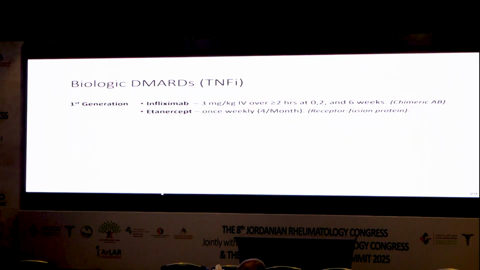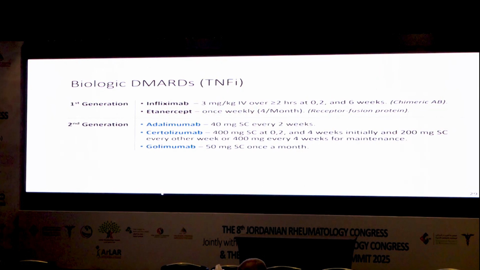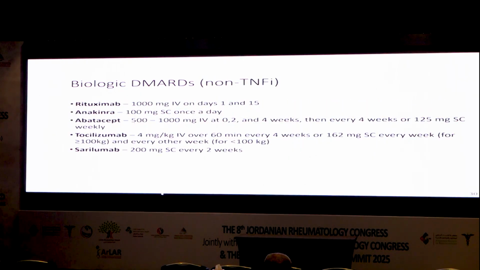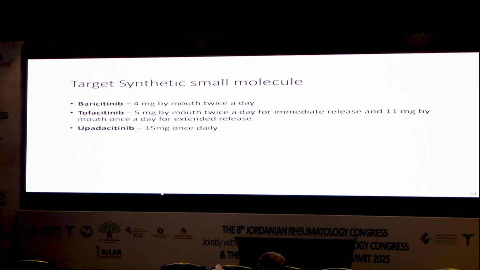What we have among the biologic DMARDs are the TNF inhibitors: the first generation, including infliximab and etanercept, and the second generation, including the remaining three anti-TNFs, adalimumab, certolizumab, and golimumab. The second generation are fully humanized antibodies with lower immunogenicity, longer half-life, and higher specificity. The non-TNF biologic inhibitors include rituximab, an anti-B-cell agent, anakinra, tocilizumab, which is an interleukin-6 inhibitor, and sarilumab. Among the targeted synthetic molecules we have only three: baricitinib, tofacitinib, or upadacitinib.